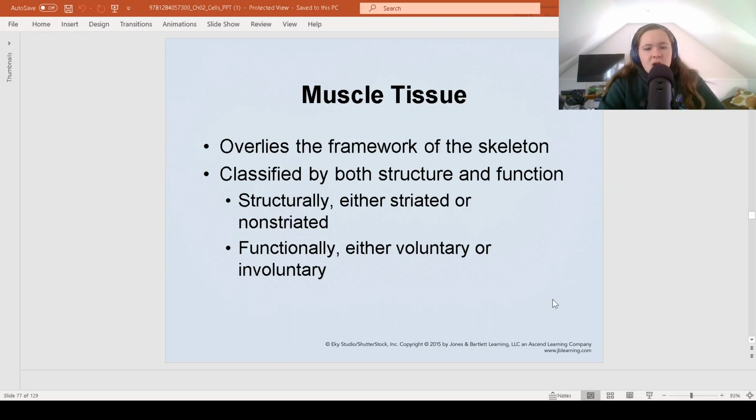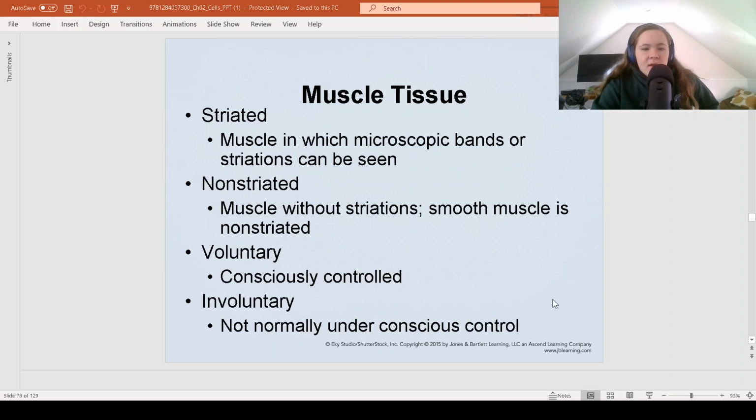Muscle tissue overlays the framework of the skeleton, classified both by structure and function, structurally either striated or non-striated, functionally either voluntary or involuntary. Striated muscles are those in which the microscopic bands or striations can be seen. Non-striated muscle is without striations. Smooth muscle is non-striated, like your stomach. Voluntary means consciously controlled, so your abdomen, you can control that. Involuntary means not normally under conscious control.